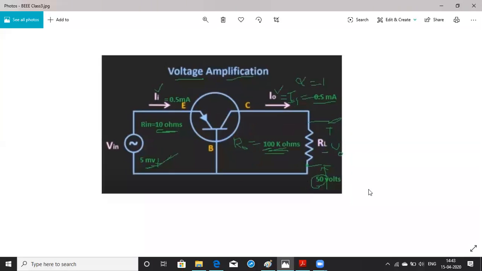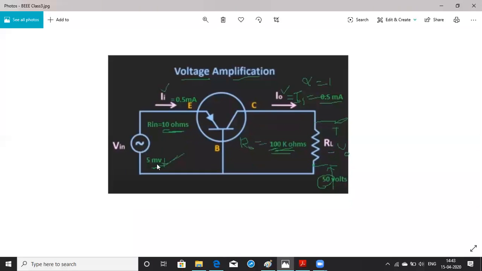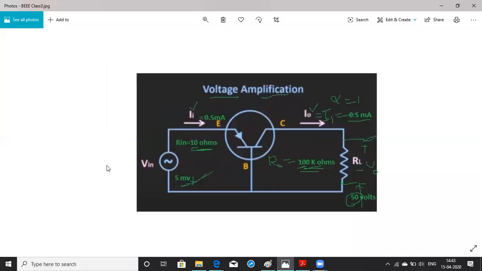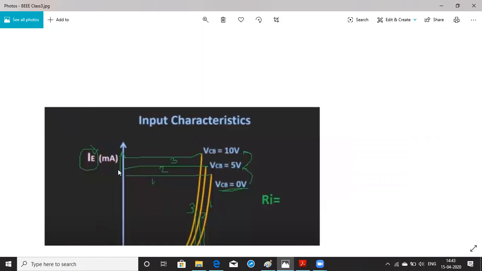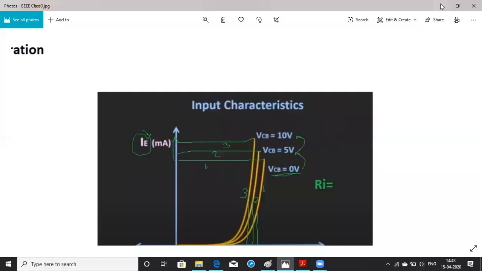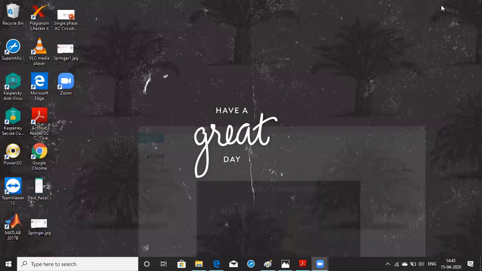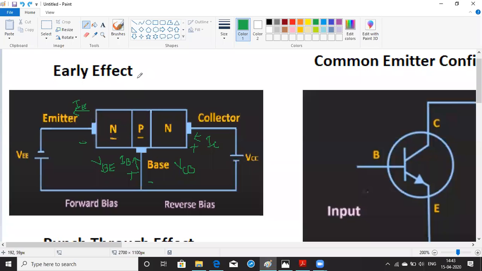This indicates that you are increasing the amplitude of the voltage from 5 millivolts to 50 volts by using this NPN transistor. Okay, this is the use of voltage amplification. So this is nothing but the concept of common base configuration. Now let us also discuss another important factor about the common base configuration, that is called the early effect, right?